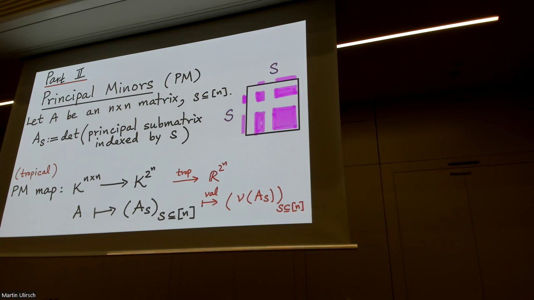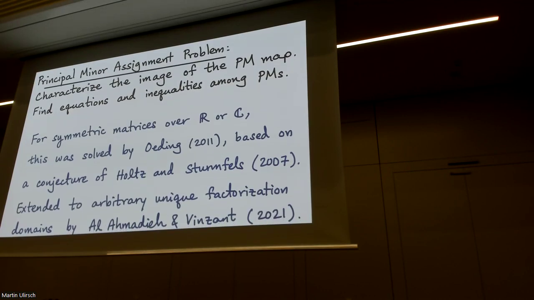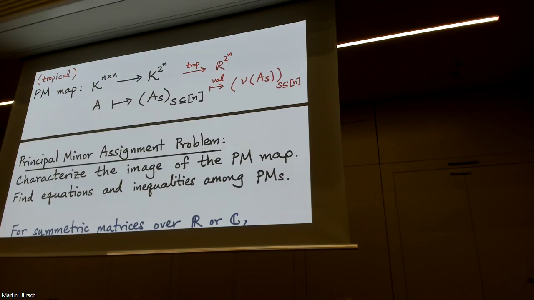Later on, we're going to compose with the tropicalization map, or the valuation map, and look at the valuations of the principal minors. This is something that people have studied a lot. There is something called the principal minor assignment problem in matrix analysis, where the problem is to characterize the image of the principal minor map. Which collections of these 2^n numbers show up as the principal minors of a single matrix, all together.